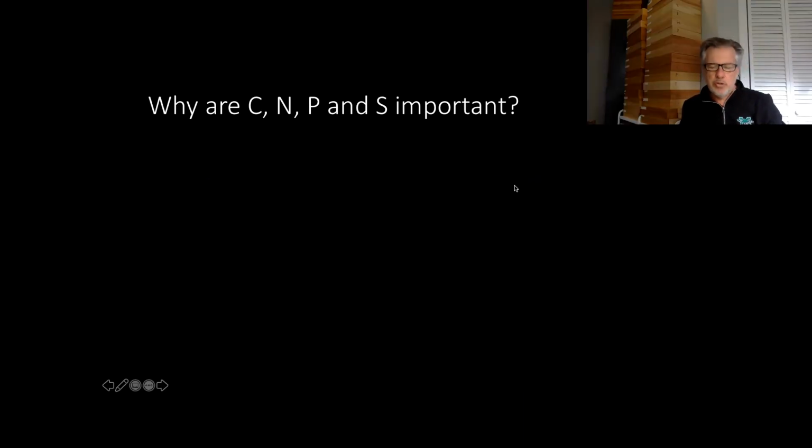Hello, everybody. So today I want to take us through some of the most important nutrient cycles, specifically the carbon cycle and the nitrogen cycle. Before we do that, I thought I would take a backward step and talk for a second about why these atoms are so important to life.